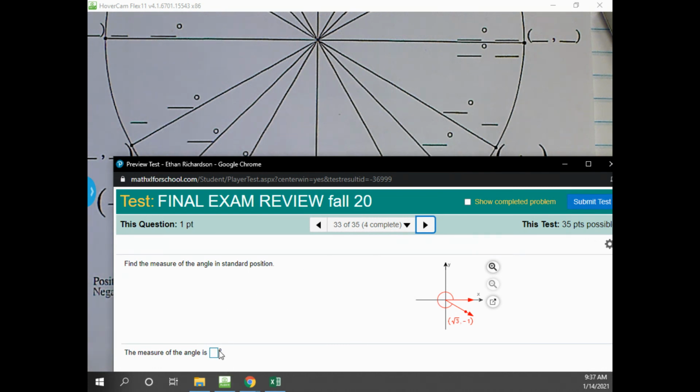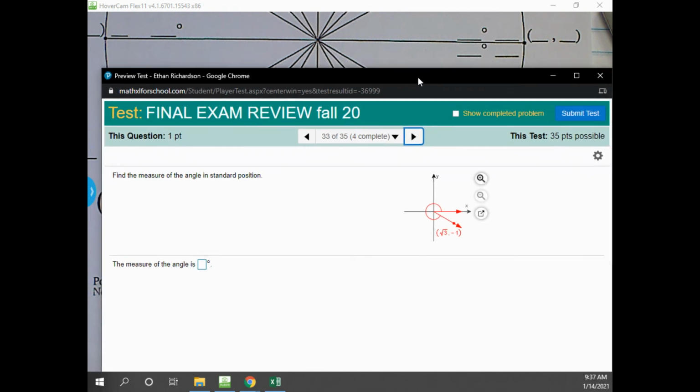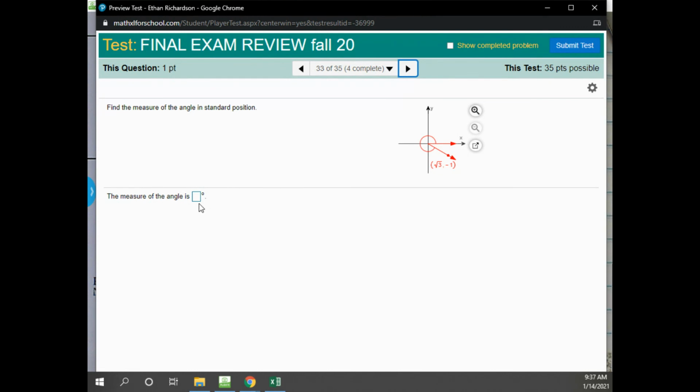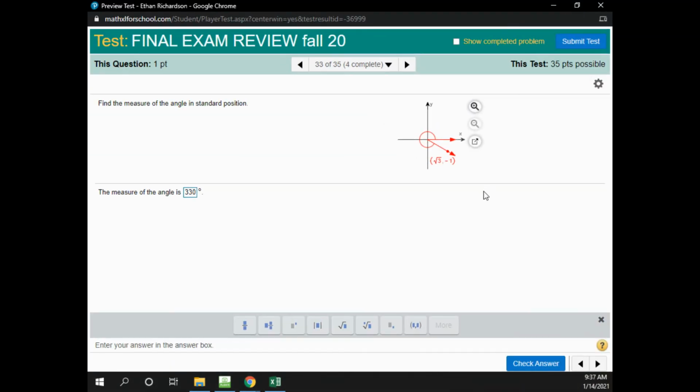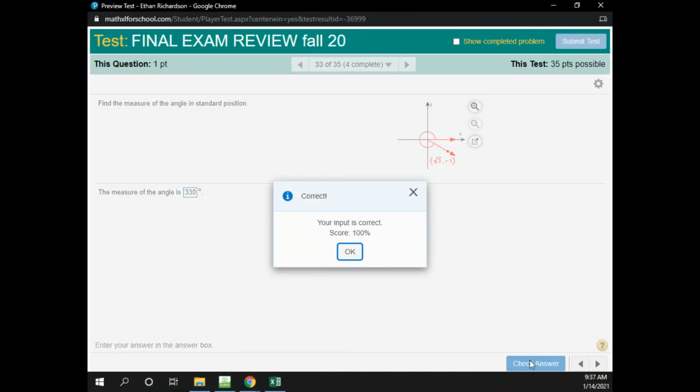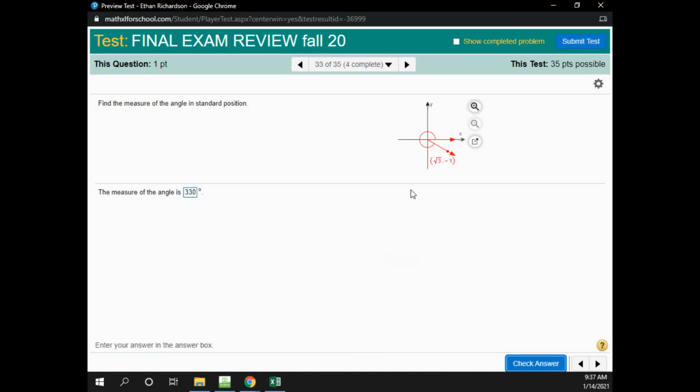It's asking for the angle measure. And again, this one's going all the way around. So as soon as you're going up, it's positive. That should be 330 degrees. Check it, and the answer is correct. So that's one, just use your unit circle. For some reason, the over 2's got left off, but the main thing is it's square root of 3 and then negative 1.